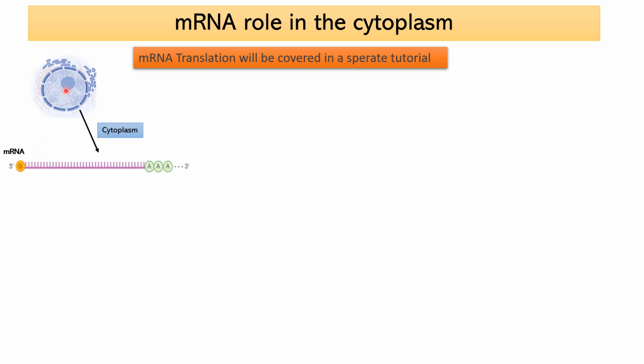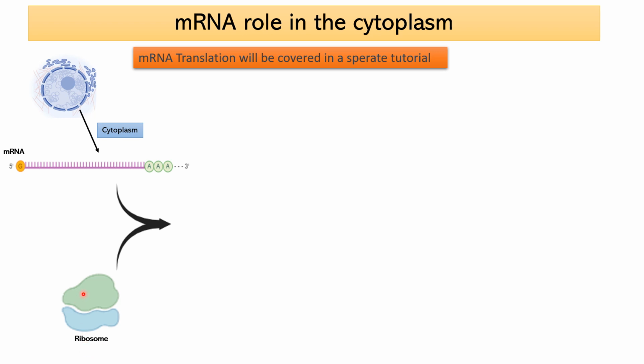Once the mRNA is synthesized in the nucleus and then moves through the nuclear pore into the cytoplasm, we have this mRNA now in the cytoplasm. And as we said in the previous video, these modifications in the mRNA are very essential for its role in translation. Once mRNA is in the cytoplasm, it will interact with a complex protein called the ribosome.